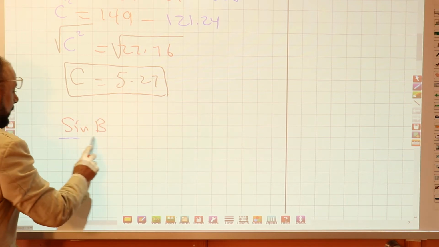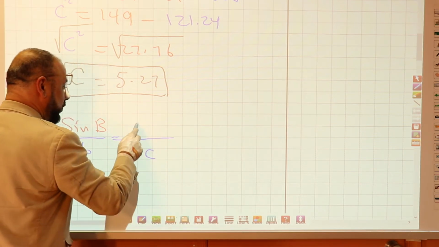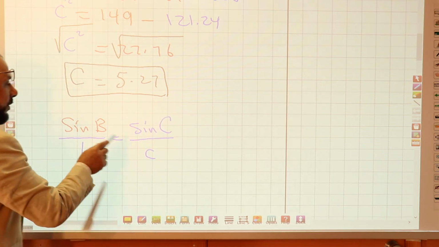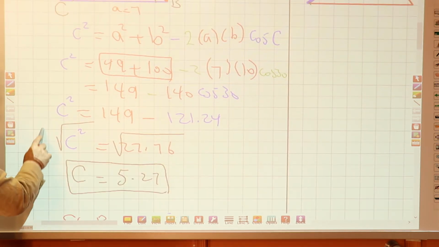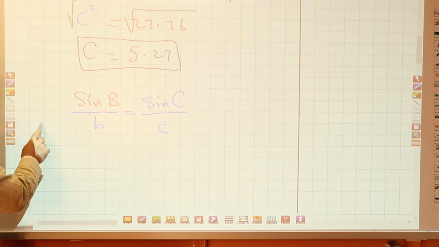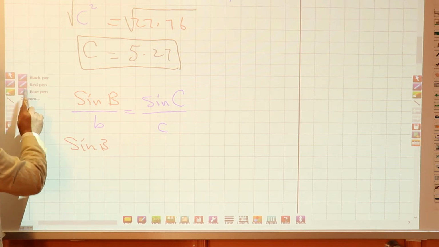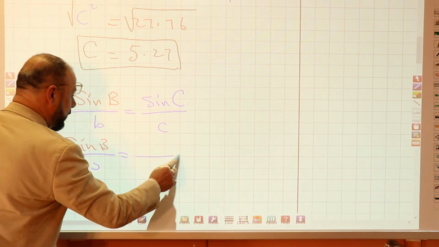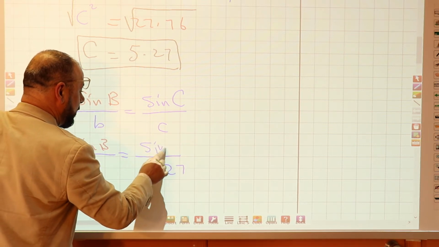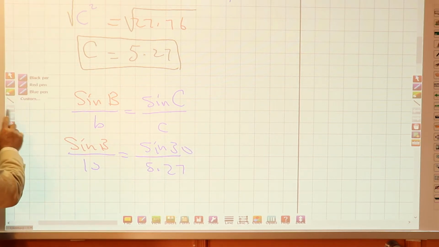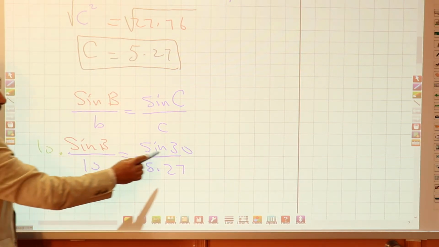Over B, that I know, equals C, we know, sine C, we know. Sine C is 30 degrees. Back here, everything is given. Sine B, that's what we need, over B, which is 10, equals sine 30 over 5.27. Multiply both sides by 10 to get rid of this 10 and to leave sine B.